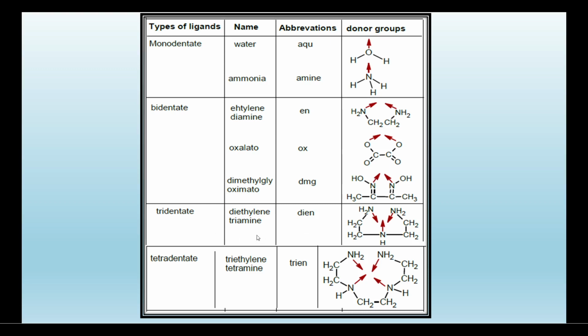Coming to the tridentate, which consists of 3 donor atoms, the arrows show the different donor atoms. That is, 3 donor atoms are present in the tridentate. And for the tetradentate, the example is triethyl tetraamine, which can also be abbreviated as trien. There are 4 donor atoms present in the tetradentate ligands.